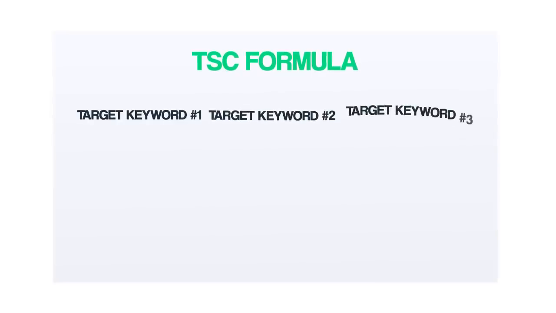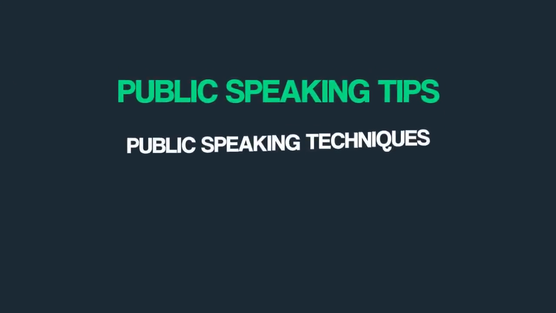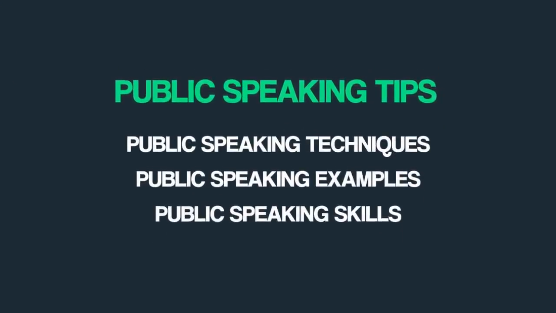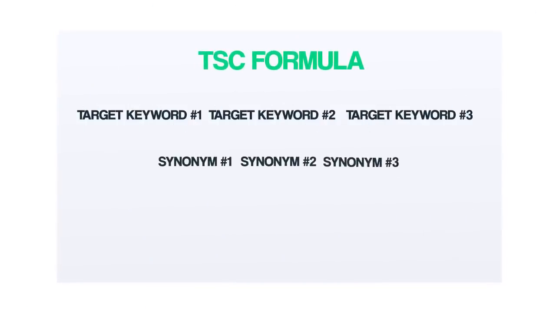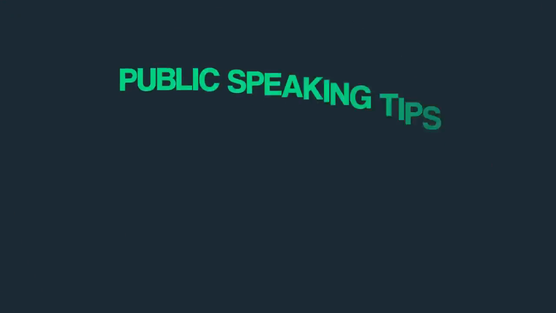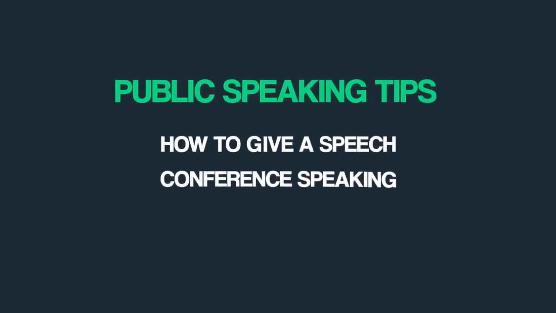And instead of tag stuffing, I recommend something called the TSC formula. Here's how it works. First, make your first 2 to 3 tags your target keyword. For example, let's say you wanted to rank your video for the keyword public speaking tips. You'd want to make your first few tags variations of that keyword. Next, use synonyms of your target keyword. So for a keyword like public speaking tips, these would be things like how to give a speech and conference speaking.